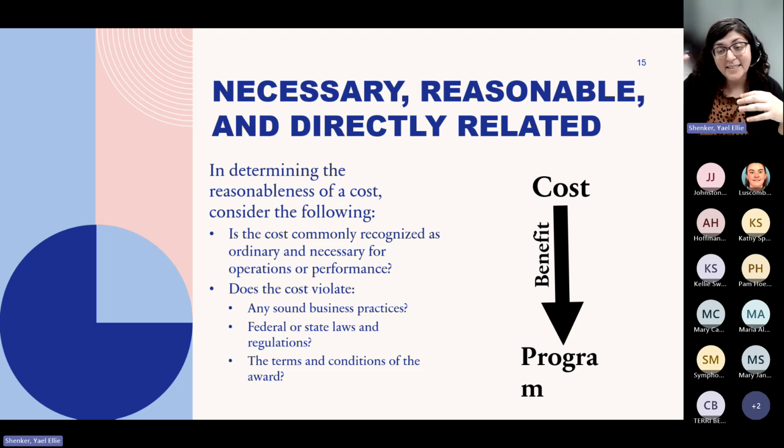Those are kind of like, it's easier to provide the extremes. Obviously, everything is a matter of context. And again, if it's against the law, or if it's not in your specific budget of your grant agreement, those are really easy. If you ever have confusion about whether something is necessary, reasonable, and directly related, again, please reach out to us.